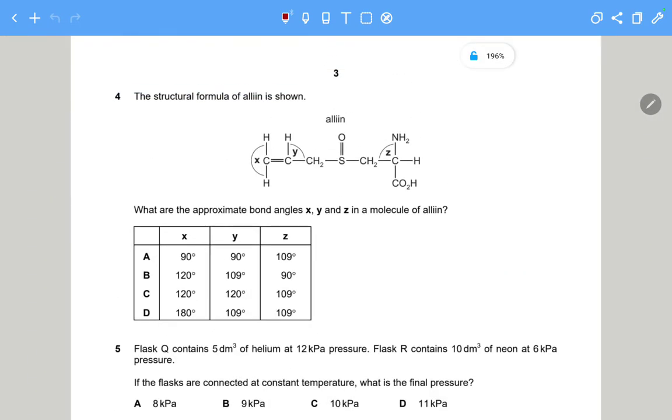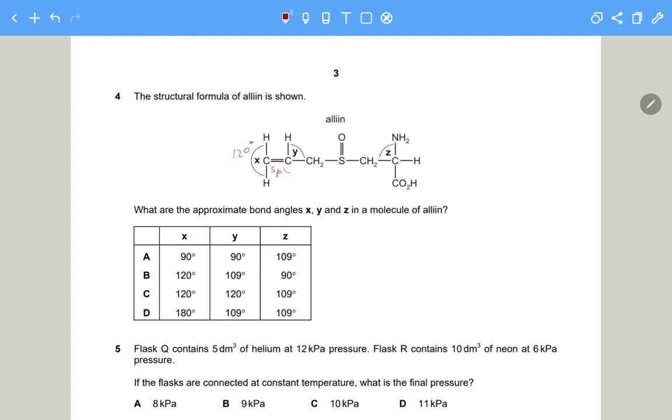Question 4. The structural formula of allene is shown. What are approximate bond angles X, Y, and Z in the molecule of allene? Now, we won't read the options again. We'll try to figure it out for ourselves, and then we'll find that in the answers. So X, it's an sp2 carbon atom, so it has to be 120 degrees here.